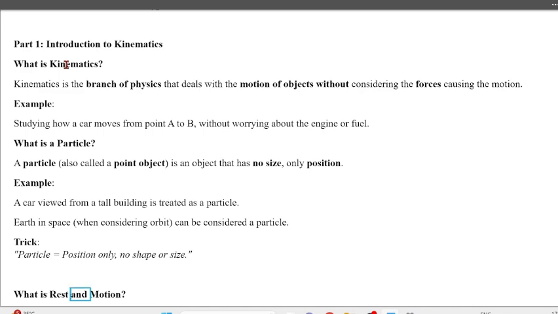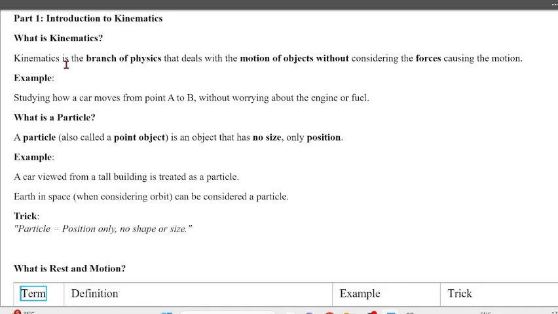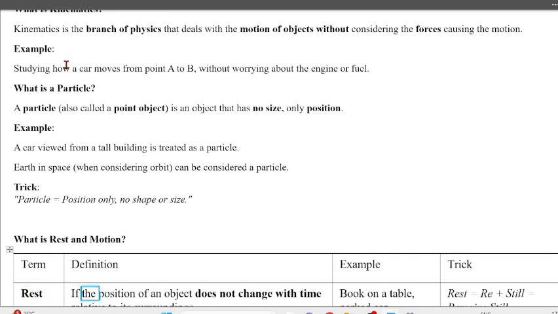What is rest and motion? Term definition. Example: trick rest. If the position of an object does not change with time relative to its surroundings. Book on a table. Parked car. Rest is equal to re plus still is equal to remains still.